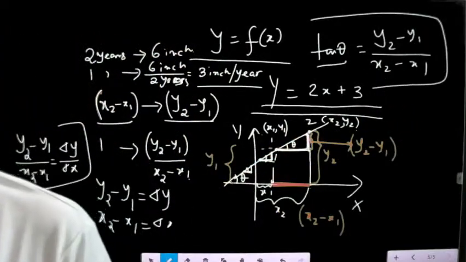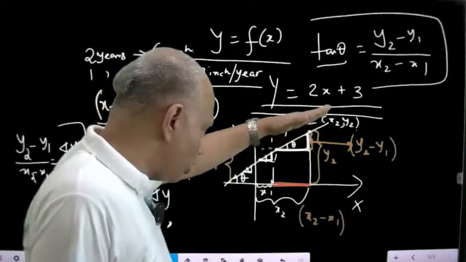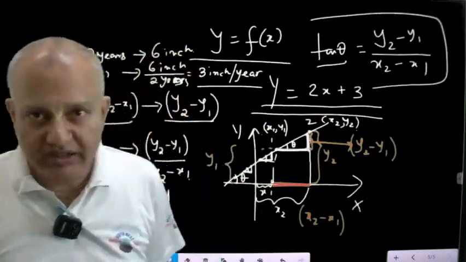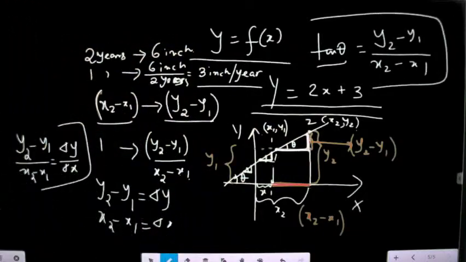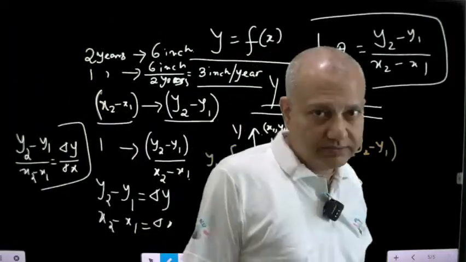Rate of change of y with respect to x is fixed, since this tan theta is fixed, so the slope of this straight line is fixed. I think, children, you understand my point, isn't it? Okay. If you still have a problem, you can just ask us.